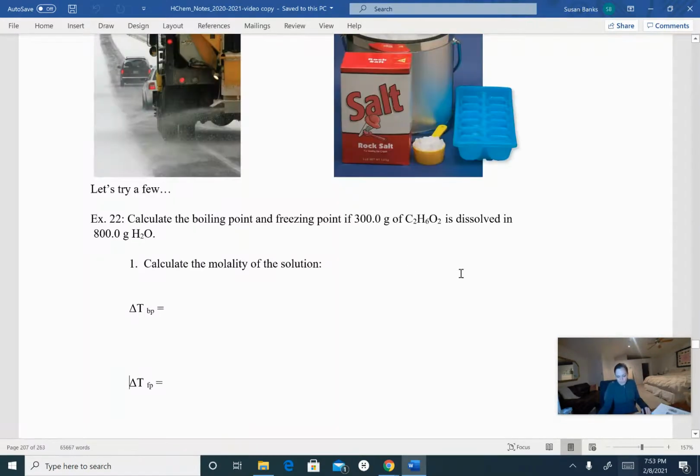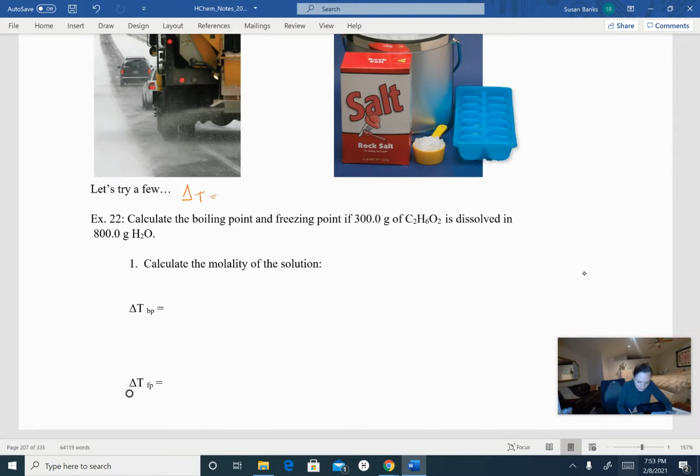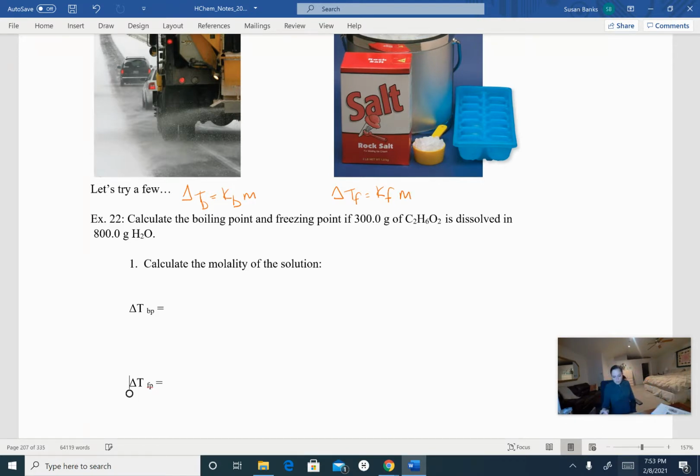Okay, so we talked about freezing point depression, and we talked about boiling point elevation. So if you remember, our change in temperature is equal to our boiling point constant times the molality, and that's for our boiling point, and our freezing point is pretty much the same. We have our freezing point constant times our molality.